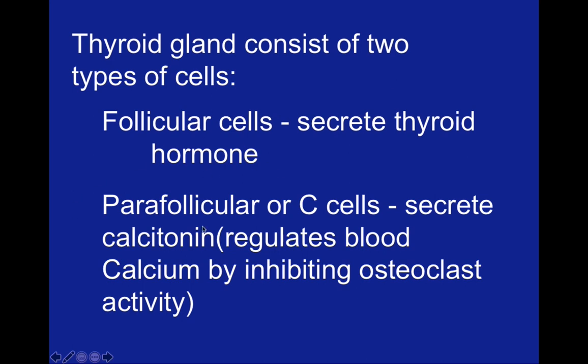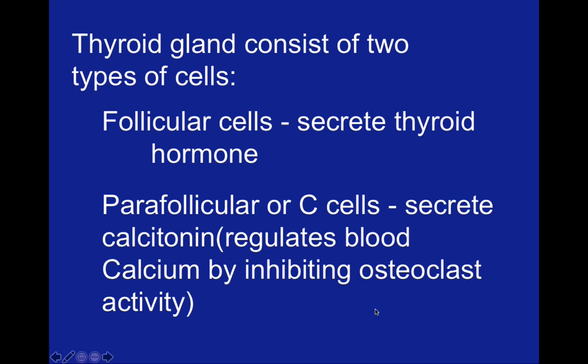But those parafollicular cells, also known as C cells, and I prefer to call them C cells because of their secretory product, are going to be the ones that release calcitonin. And calcitonin is going to be a very important regulator of our body's blood calcium homeostasis. When blood calcium goes too high, calcitonin is released and it stimulates and inhibits different cells that will eventually lead to the decrease in blood calcium.